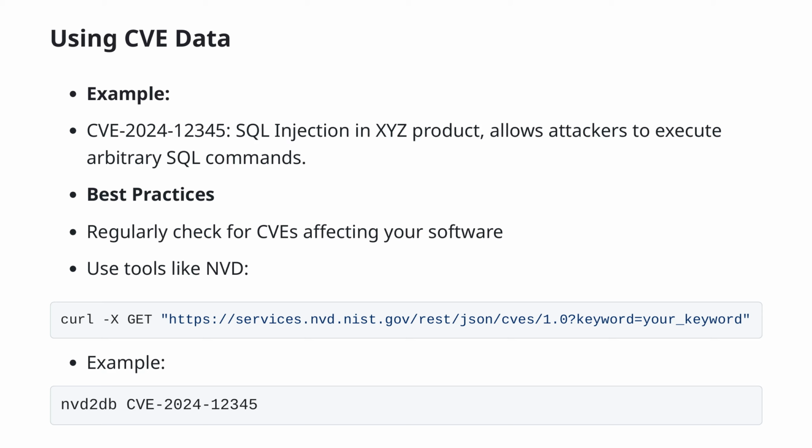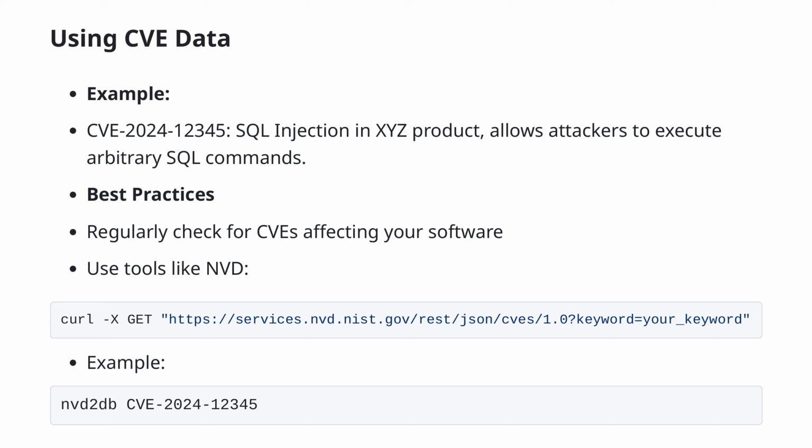Best practices for utilizing CVE data include regularly checking for CVEs that might affect your software. This proactive approach helps in timely identification and mitigation of potential threats. Tools like the National Vulnerability Database, NVD, are instrumental for this purpose. You can use a simple command like curl to GET the NVD services JSON CVEs 1.0 endpoint with keyword, which is your keyword, to fetch relevant CVE data.